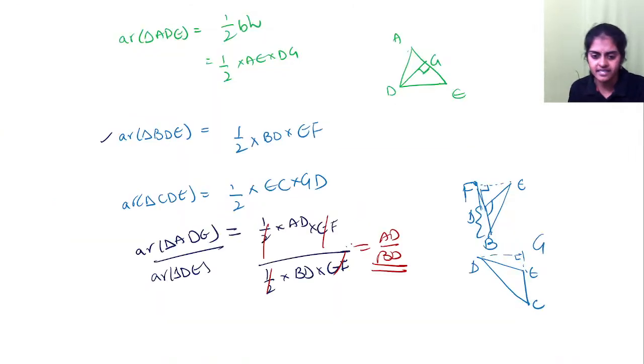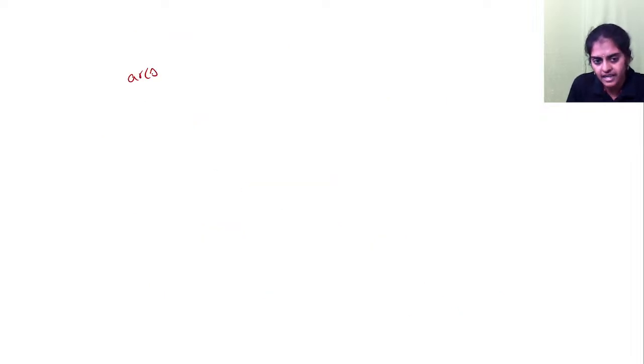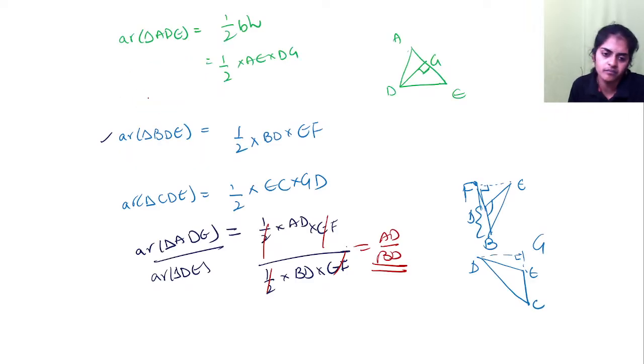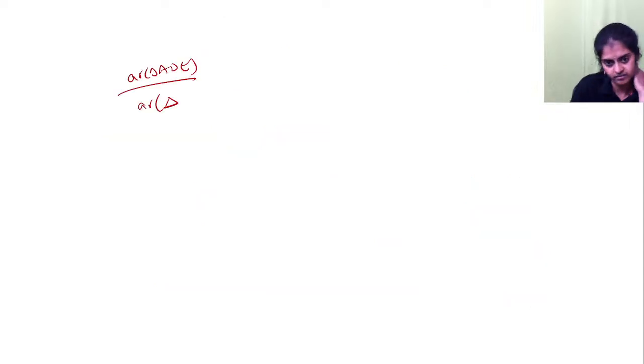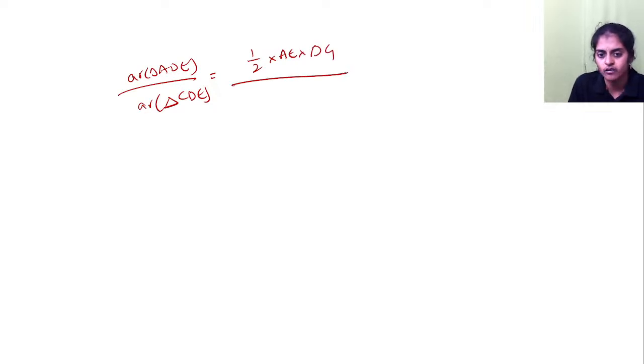Understood clearly? So the next ratio I am going to take is area of triangle ADE divided by area of triangle CDE. Okay, so that is equal to area of triangle ADE, half AE into DG, whole divided by half EC into DG. Substituting AD by BD, the ratio we got, this is equal to half.